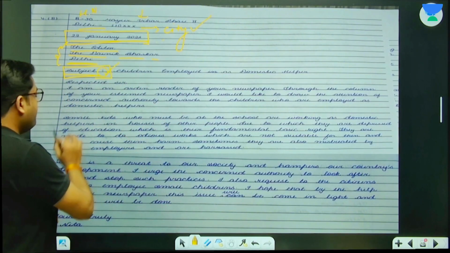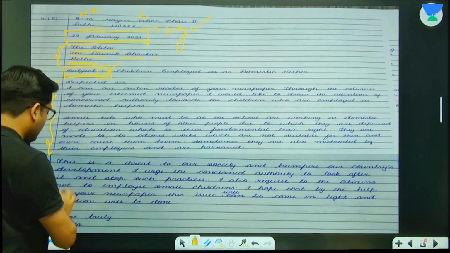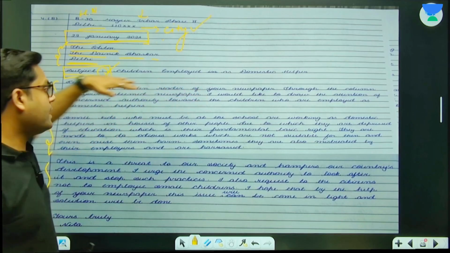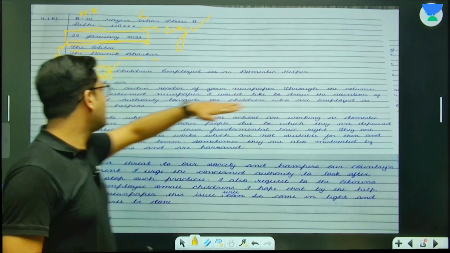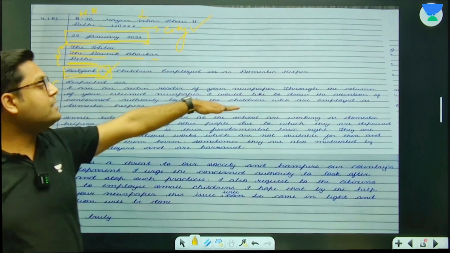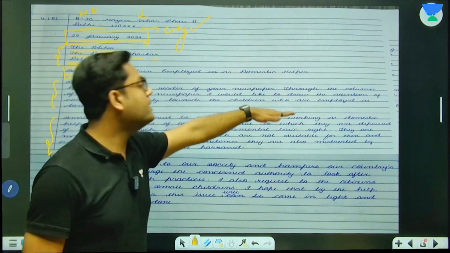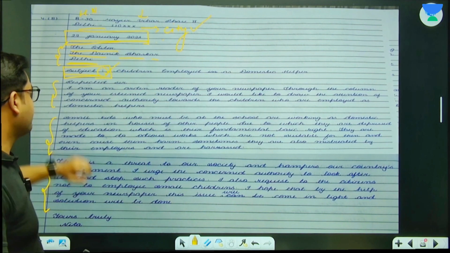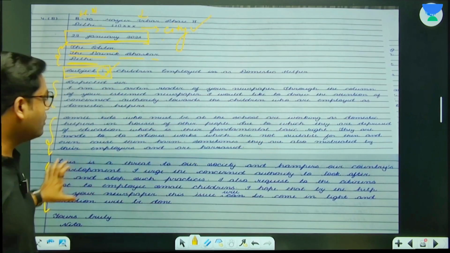All right. Then this paragraph is divided into 3 different paragraphs. As you can see, this is the introductory paragraph in which she had mentioned, I am an ardent reader of your esteemed newspaper, and through the column of your esteemed newspaper, I would like to draw the attention of the concerned authorities towards the children who are employed as domestic helpers, which is absolutely correct. Followed by the problems that they are facing and the conclusion.